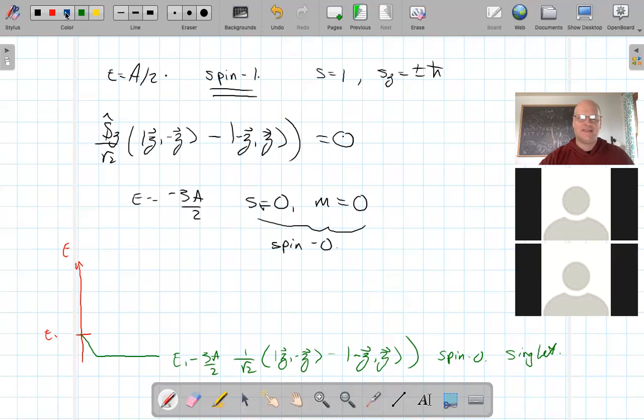Simultaneously, I have an excited state, where that excited state corresponds to the energy of E1 plus a over 2, which has 3 states. These 3 states, which is what we call the triplet states, correspond now to a particle which has a spin 1.